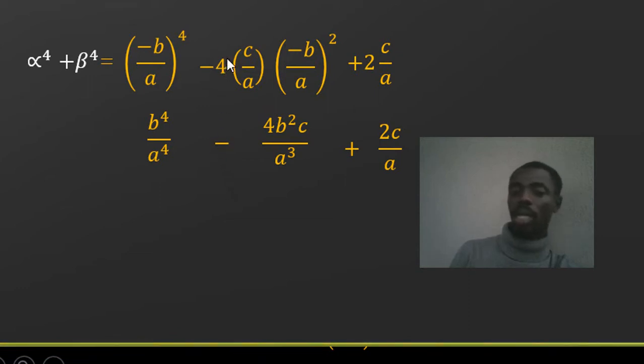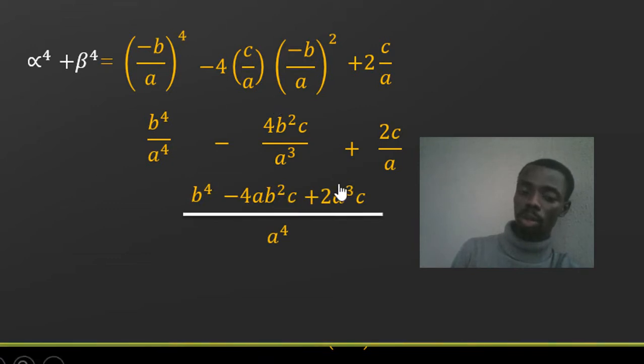And I'm having 4b squared over a raised to the power of 3. There is a square here because of this square. There is a here, so that's a raised to the power of 3. There is b squared here, there is c here, so that's b squared over c. Okay? I believe that simplification should not be too hard for you.